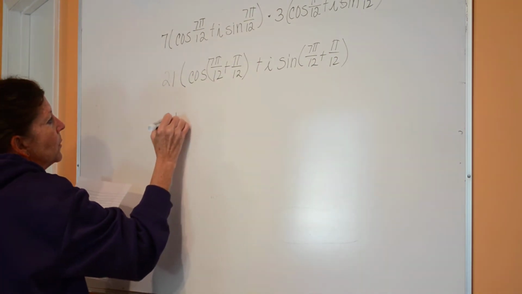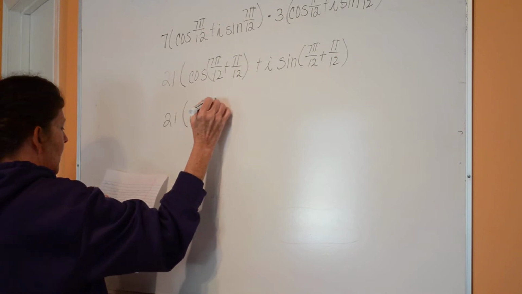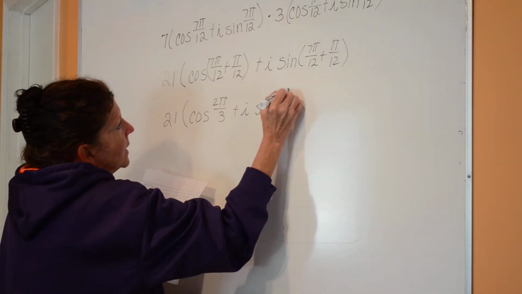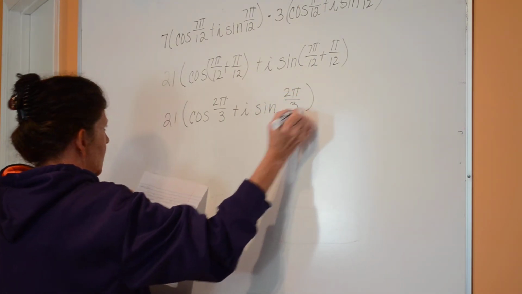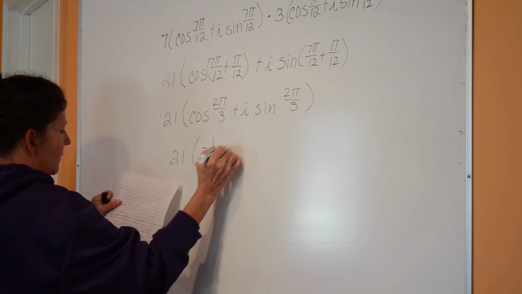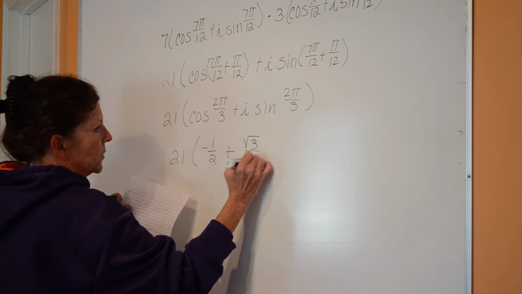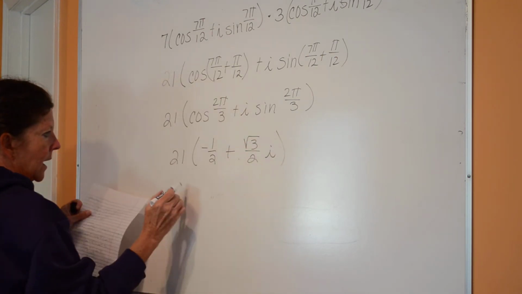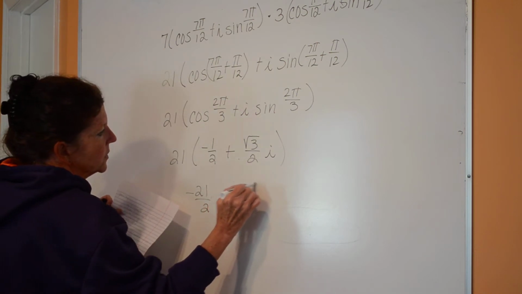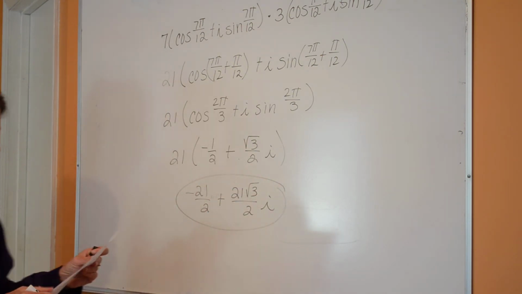Okay, so I've got 21 times the cosine of 2 pi over 3 plus i times the sine of 2 pi over 3, which is going to give me 21 times negative 1/2 plus the square root of 3 over 2 i. So I have negative 21 over 2 plus 21 square root of 3 over 2 i. And that's my final answer for that.